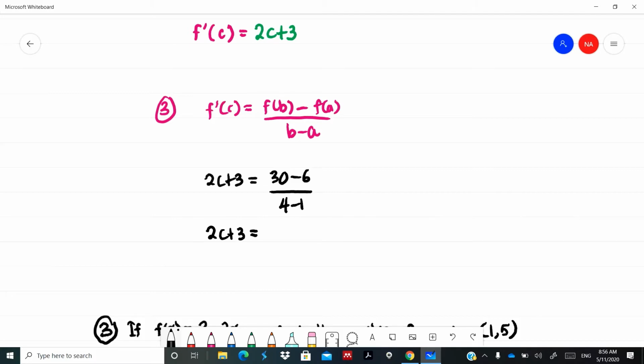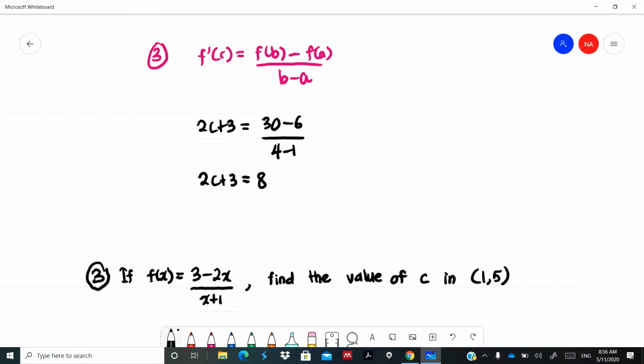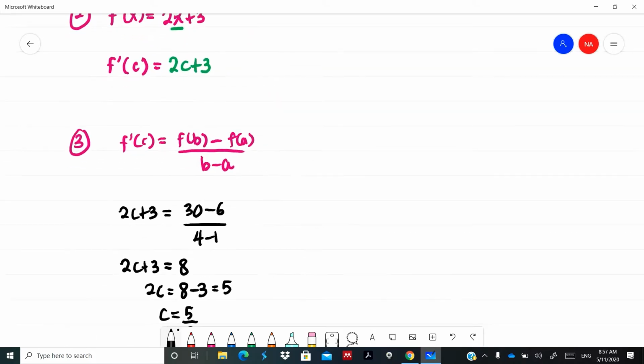So we have to simplify this. We actually get 30 minus 6, which is 24. 24 divided by 3, we'll get 8. So solving this linear equation, we have 2c equal to 8 minus 3, which is equal to 5. So c is actually equal to 5 over 2, which is 2.5.